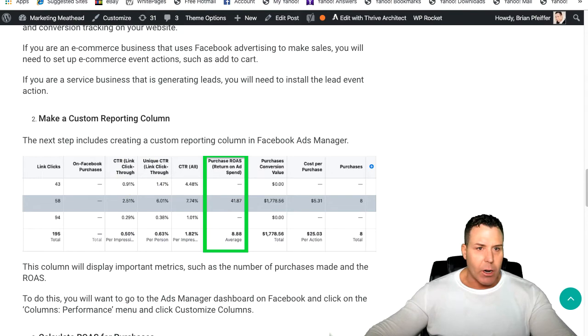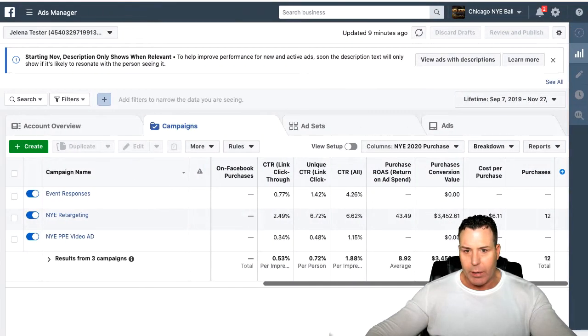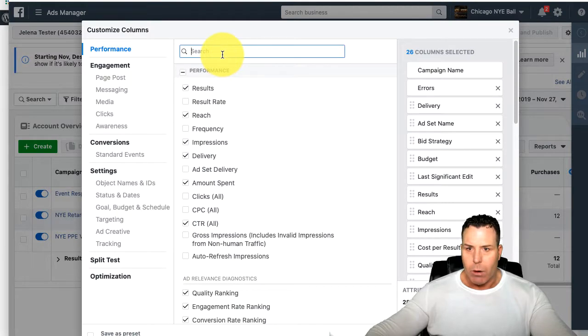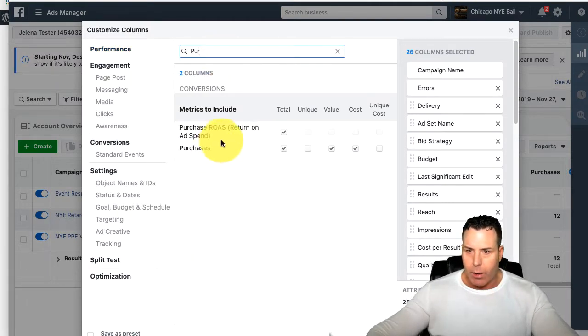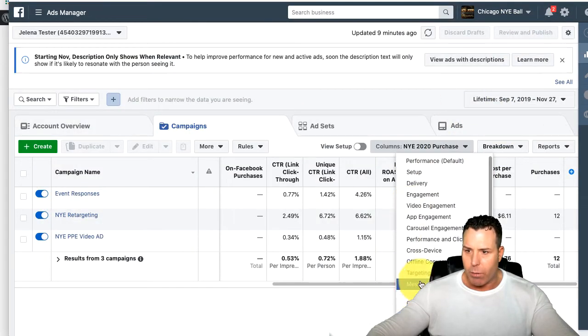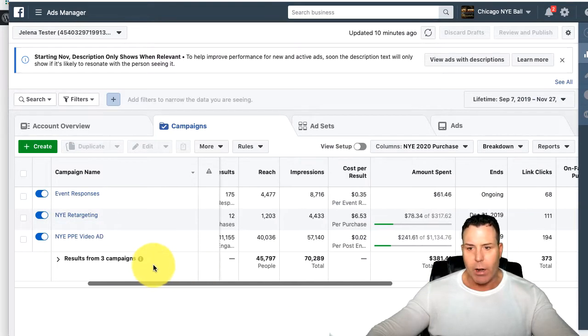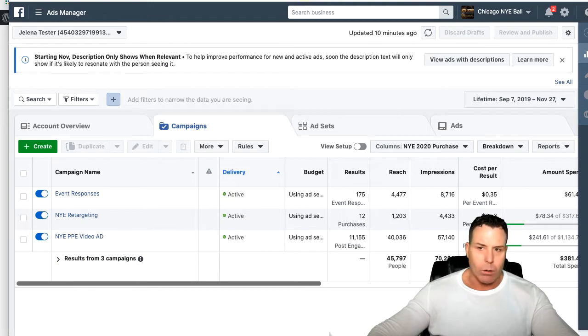But again, you can easily go in and see this purchase ROAS without having to pull out the calculator. You just go into the columns here, and you can do a custom column, and then you just go in here to purchases, okay? And you'll see the purchase ROAS. You want to click the total here, and then the value, unique cost, however you want to set it up. You can play around with these settings, and you'll see that I have a custom column already made here for my New Year's Eve purchases. So I already have it set up the way I want it, so I can see what's going on, how much I'm paying, how much I'm getting in conversions, how many purchases, cost per purchase, and stuff like that. So I have that all set up already, and it works well for me.